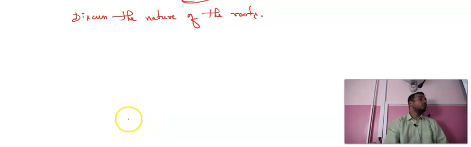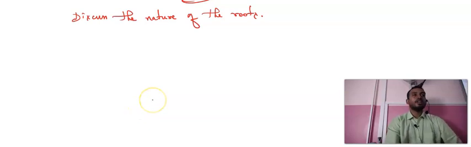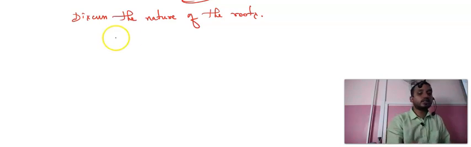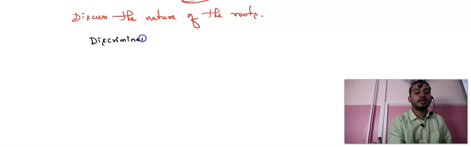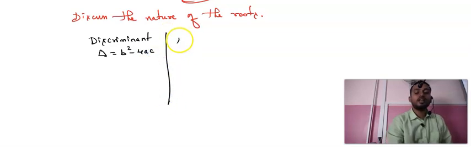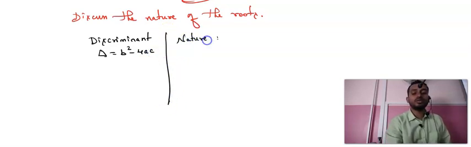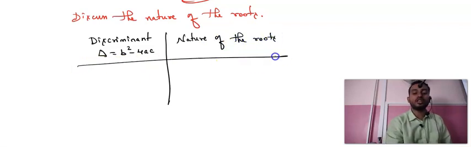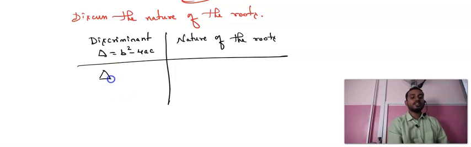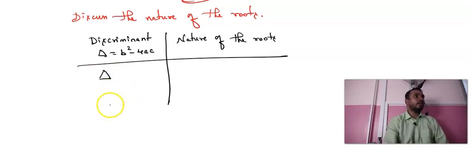Discuss the nature of the roots. Very good. You have to draw the table like this. That is, see, the answer you are supposed to write like this. Discriminant, that is delta equals b square minus 4ac, and here the nature of the roots. You should draw the table like this. Here first you write discriminant, that is delta, which is nothing but b square minus 4ac.